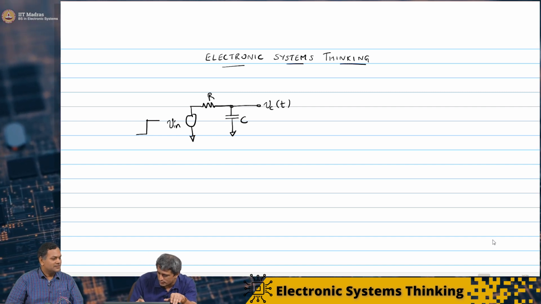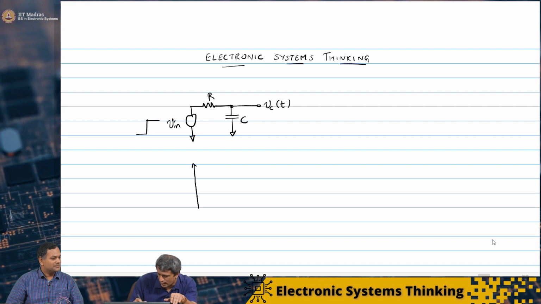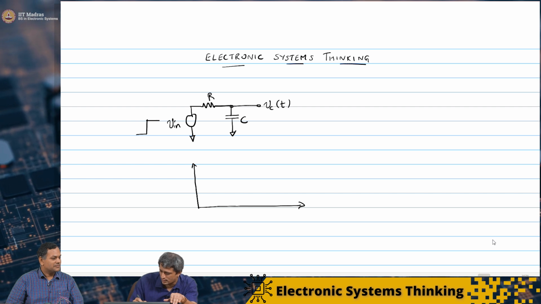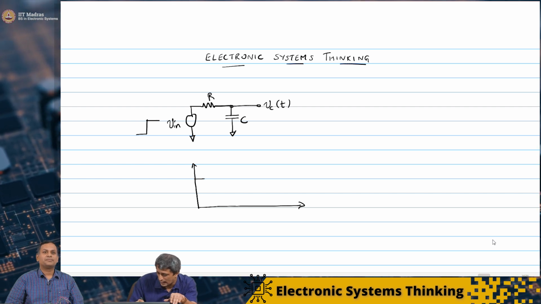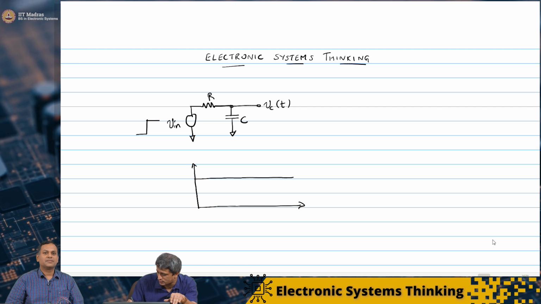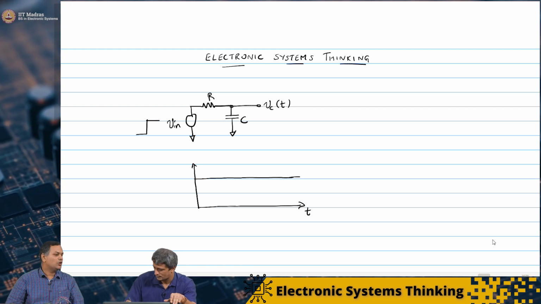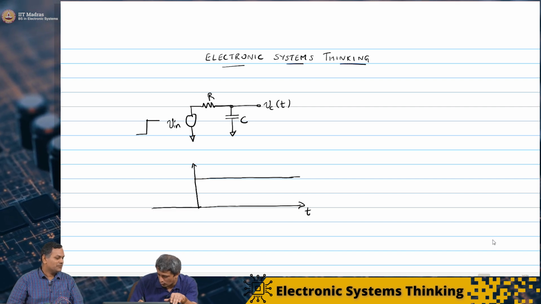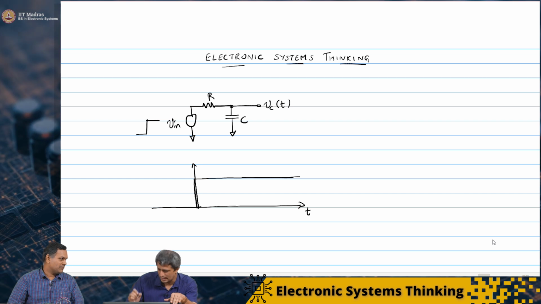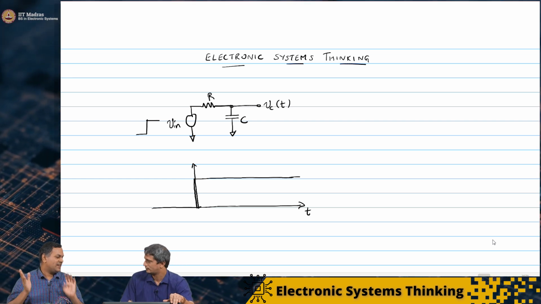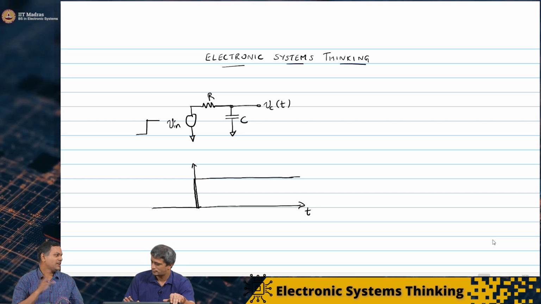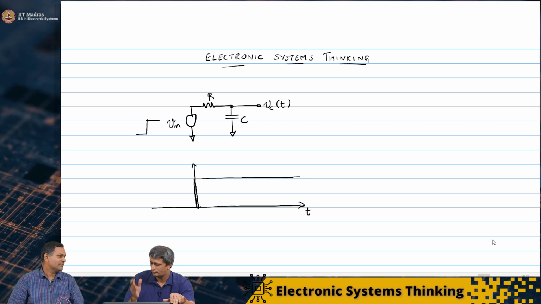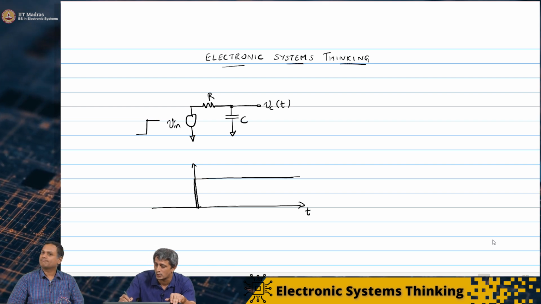Just to remind our students of what we saw last time, if you plot the input voltage as a function of time, it goes from 0 to 1 at exactly t equal to 0. It's an abrupt step, so the slope is infinity. For t less than 0, it is 0, and for t greater than 0, it is 1 volt. This doesn't exist in reality, but for our theoretical understanding, it is still good enough.